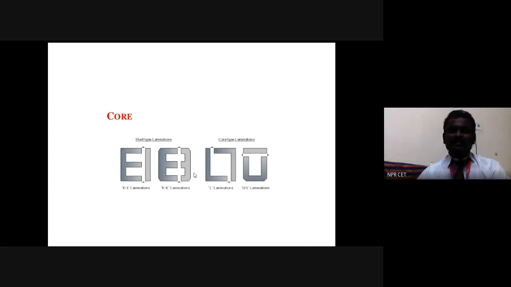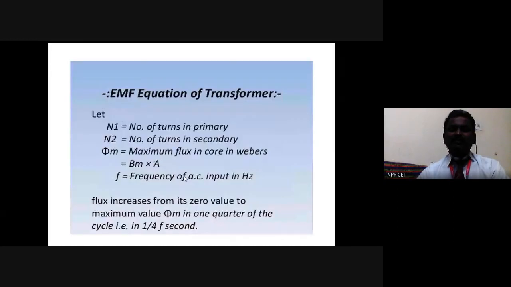So far we discussed the construction details and the working principle of the transformer. Now we go for the EMF equation of the transformer. Before finding the EMF value for both primary and secondary winding, we have to consider some terms. The first is N1, the number of turns in the primary. N2, the number of turns in the secondary winding. Phi m: phi refers to magnetic flux, and phi m is the maximum flux in the core.